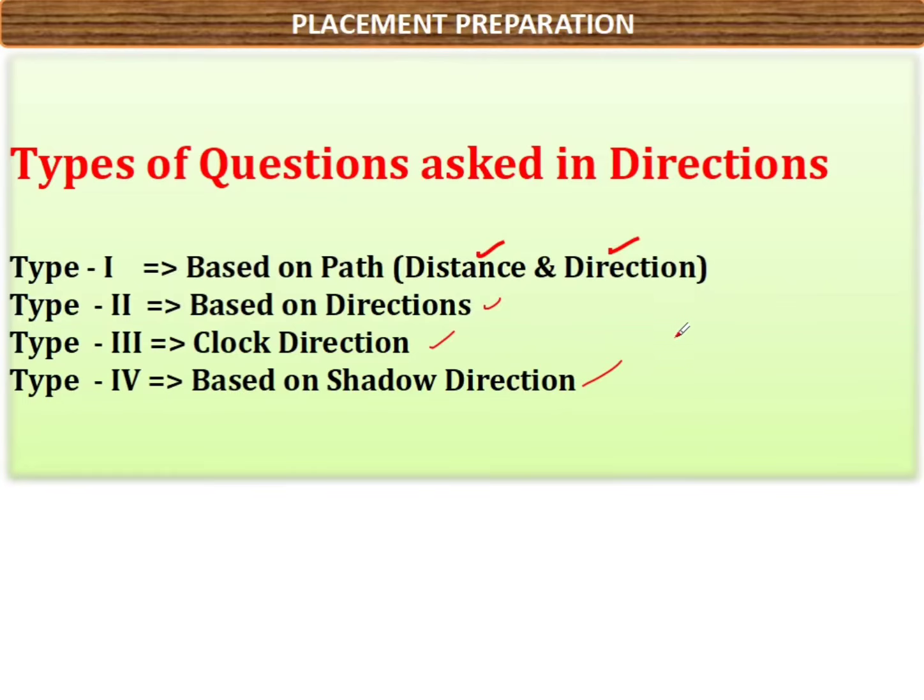All these four are very important, and in the interview they will not mention that this question is of type 1, type 2, type 3, they will never mention. To make you understand easily, I have divided the questions that come in this chapter into four different types, type 1, type 2, type 3, type 4, so that you will understand very clearly without any doubt. So let us start with questions.